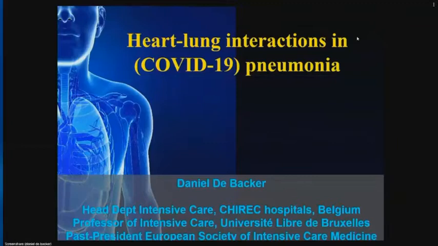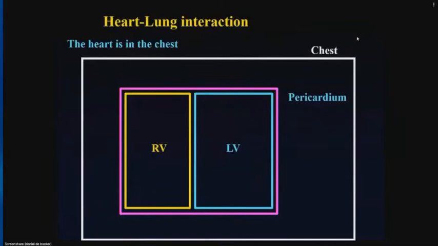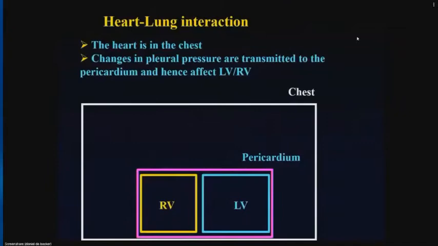So the basic principle we need to look at is the fact that indeed the heart is in the chest, and there is also a very specific relationship between the right heart and the left heart, because both are joined into the pericardium. And the changes in pleural pressure that will be induced by the mechanical ventilation will be transmitted to the pericardium and hence affect both the left heart and the right heart.